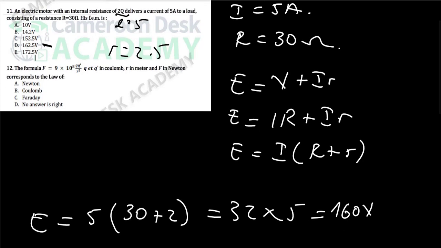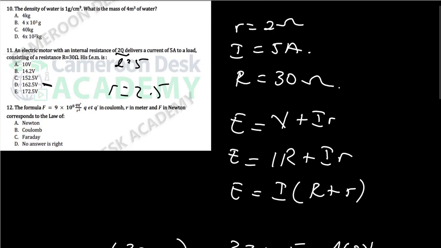The next question, number 12, says F is equal to 9 times 10 raised to the power 8 q q prime divided by r squared. Q and Q prime are in coulombs, r in meters and F in newtons, corresponds to the law of Newton, Coulomb, Faraday, no answer is right. So the correct option is no answer is right.